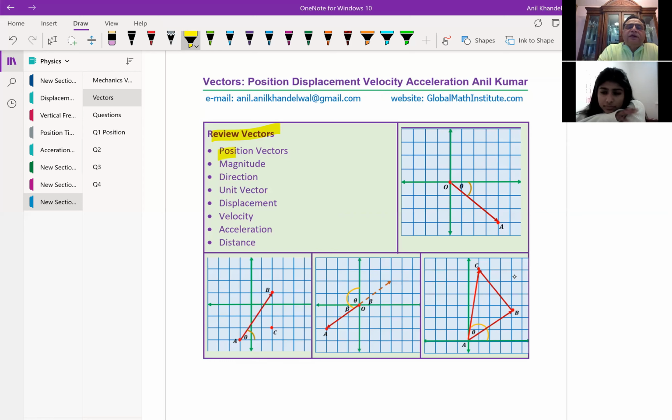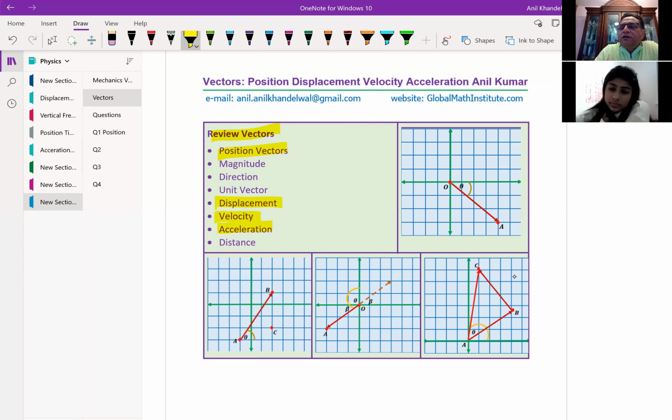So position is a vector, displacement, velocity, and acceleration are vectors. On the other hand, distance is scalar quantity. It does not have a direction. Similarly, speed, which is the magnitude of velocity, is also scalar quantity, not a vector quantity. Correct? Now, vectors can be represented in many different ways.